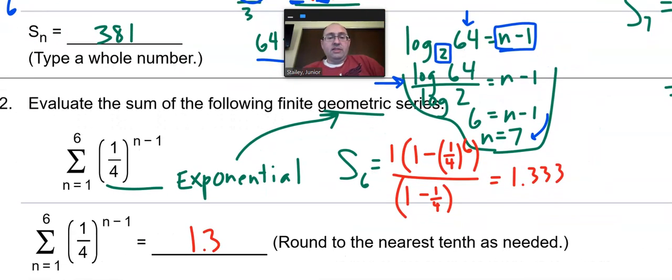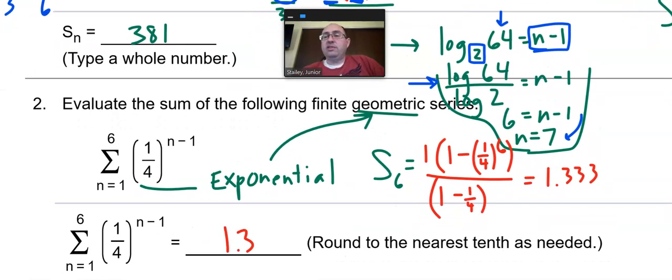Question 2, same scenario, except this one's written in summation notation, right? We've got an exponential function here. If you don't recognize that as exponential, then you can plug in the numbers 1, 2, and 3. You're going to find that you start with a 1, then you go to a quarter, then you go to 1/16. Those would be your first 3 terms. So 1 plus a quarter plus 1/16. Now you can see those terms are getting smaller and smaller as you continue forward. We're only adding 6 terms together.